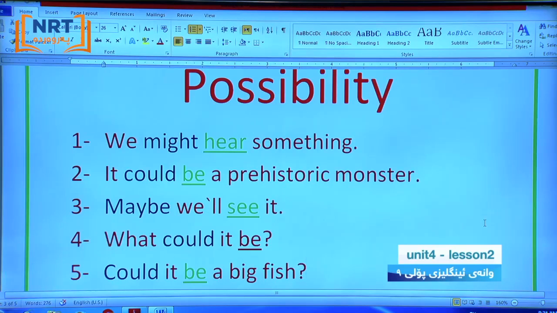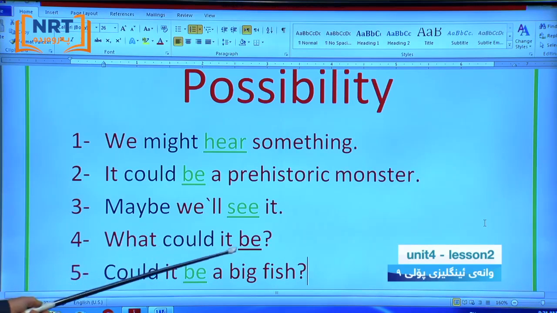Come to number 3, maybe we'll see it. This 'll is the contraction of we will. Maybe we'll see it for the future. For the what? Future. When we go to Loch Ness, maybe we'll see it. We will see it. After will comes what? Base.